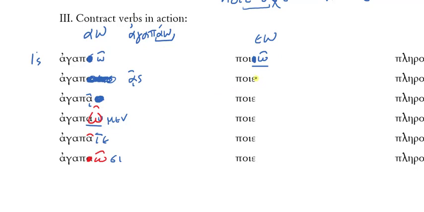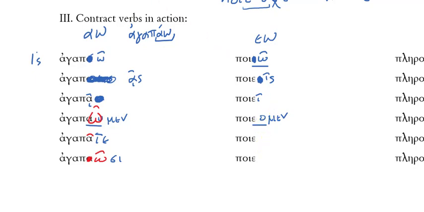Okay, poie for the second person plus epsilon iota sigma. What are we going to have here? Simplification, right? So we've got one of the epsilons that's going to fall off, and I'm going to get the contraction into a diphthong. Poieis, so you do. So I do, you do, or I make, you make. Same thing with the third singular. That becomes poiei for the same reason. Poie plus men.